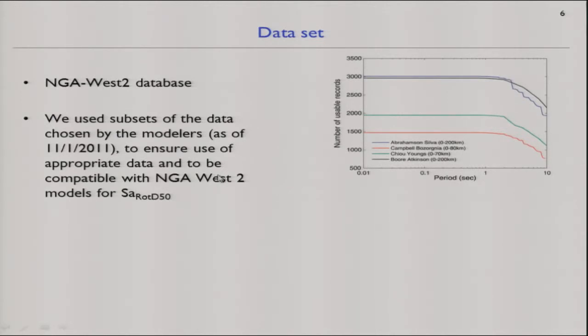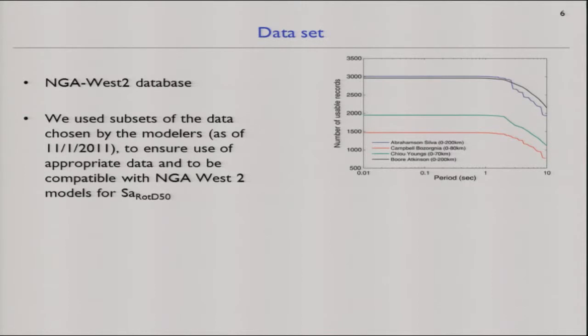In terms of data, we're using the NGA-West2 data set, of course, to take advantage of that nice high-quality data. And then rather than do our own screening of the data, we took subsets of the data that were identified by the various modelers as of about a year ago. So we have a draft version of that, so that we don't have to revisit the thinking that they were putting into this.